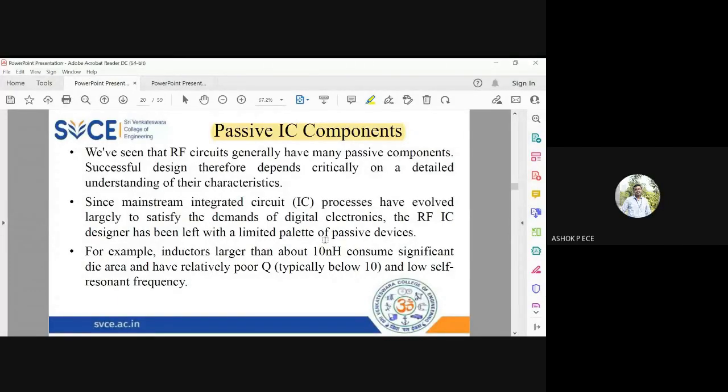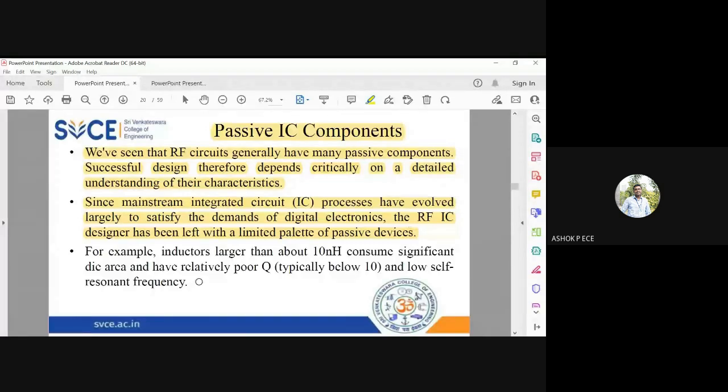So we'll continue with our discussion. We are going to see about the passive IC components, and predominantly, it is going to be R, L, and C. You know that these components are not going to work as they were working at low frequencies. So you have to modify their design to accommodate them at high frequency.